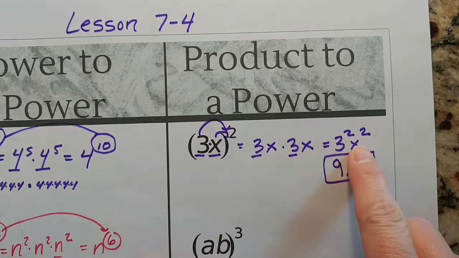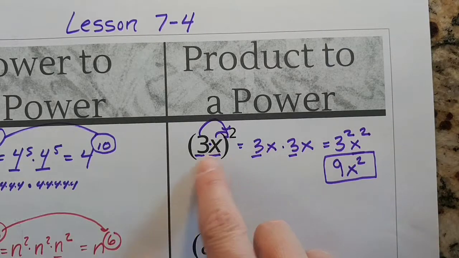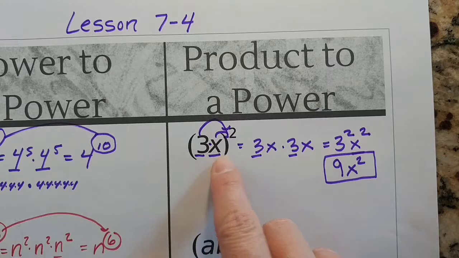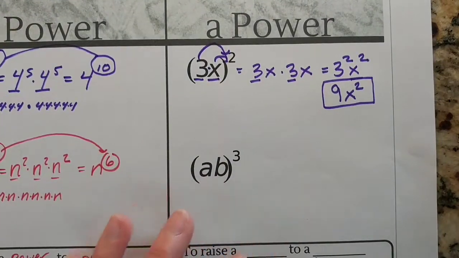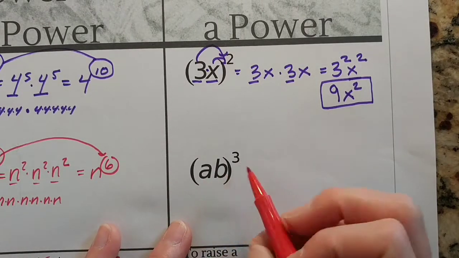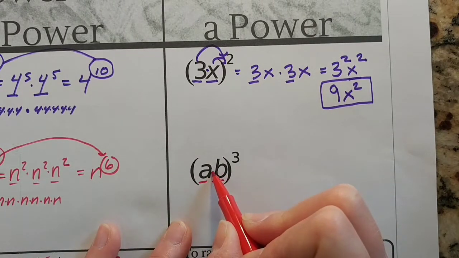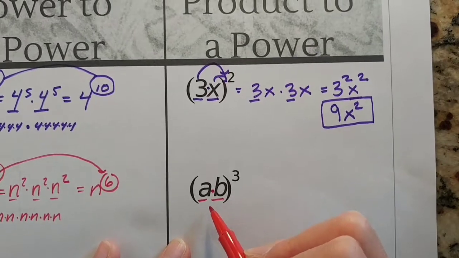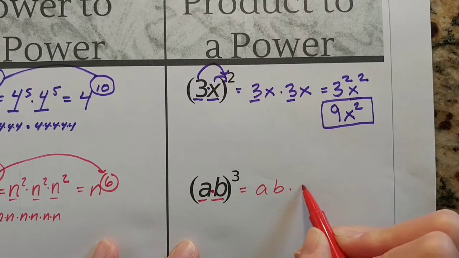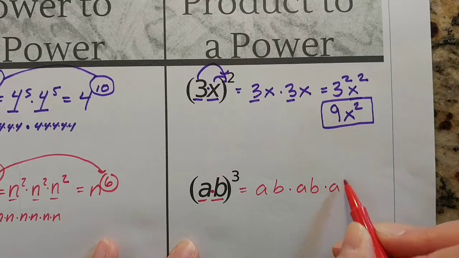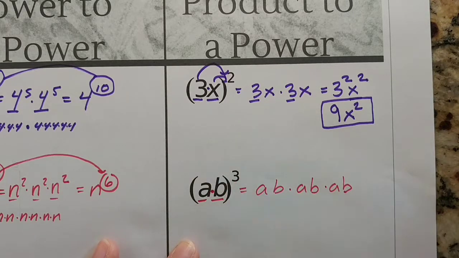But I really wanted you to see that both numbers inside the parentheses, both factors, did have to get raised up to the 2nd power. Let's see what happens in this one. ab to the 3rd power. a and b are both factors. Together they make a product. Let's raise it to this power. ab times ab times ab would be ab to the 3rd power.